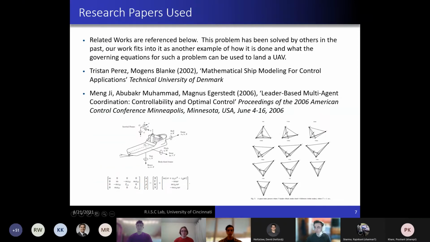So for our research papers used, we reference the two works below. This is a problem that has been solved before, but we used two different papers. One, the mathematical ship modeling for control and applications, and leader-based multi-agent coordination, controllability, and optimal control. We kind of put those two together and formed our simulation.